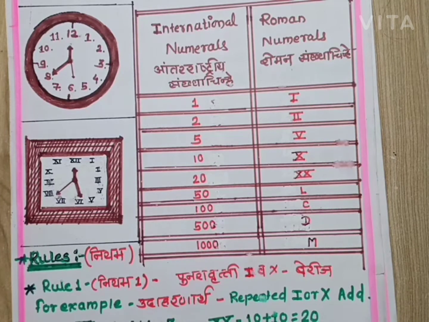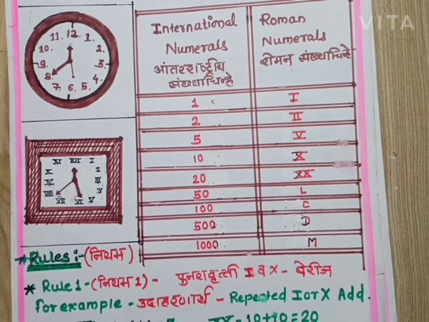Now, in this method there was no symbol for 0. The value of a symbol does not change with its place. There are certain rules for writing numbers using the Roman numerals. Now let us see how to write 1 to 20 using these rules and the symbols I, V, X.